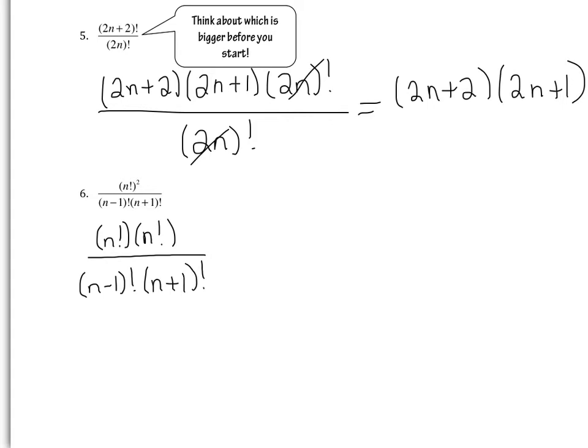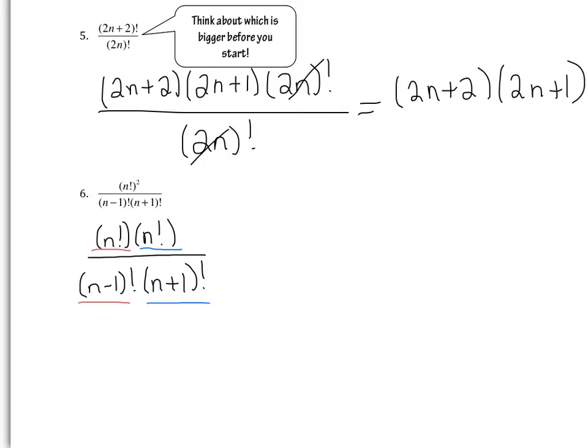And notice, when we consider this term in the denominator, it is larger than at least one of these. Or I'm sorry, the n factorial is larger than the n minus 1 factorial. However, the n plus 1 is larger than the n factorial.